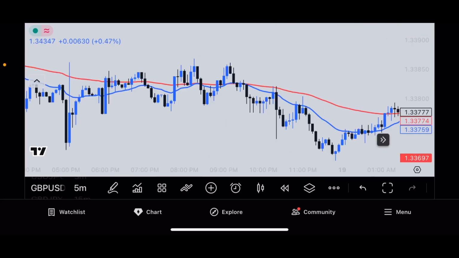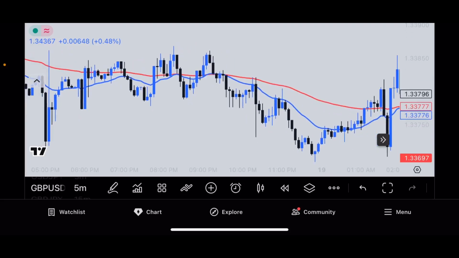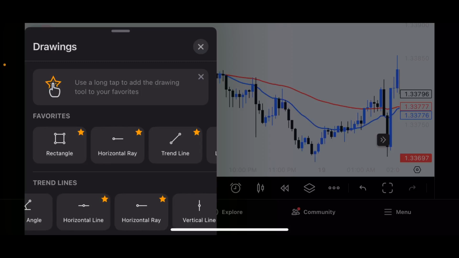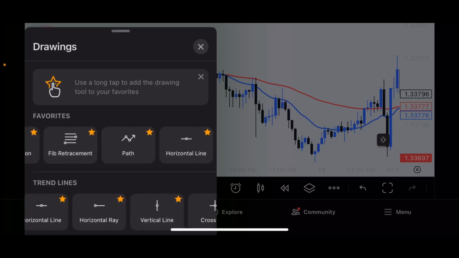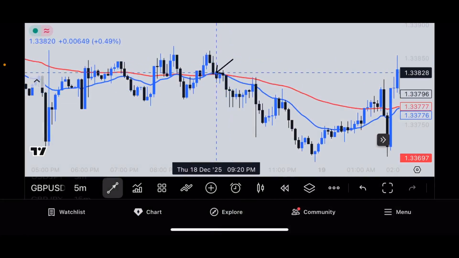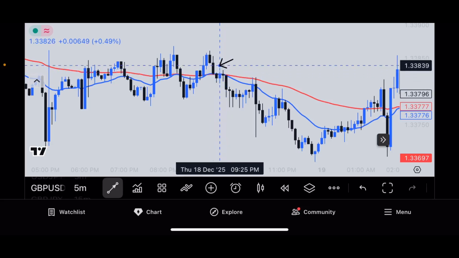Okay, so looking at this trade here on GBP USD, the first thing we are looking for is a cross, which I always told you guys that we want to see, a cross of the moving averages. So we are looking for a cross, which is this cross right here. The moving average has to cross each other, so a cross below the red moving average right here.